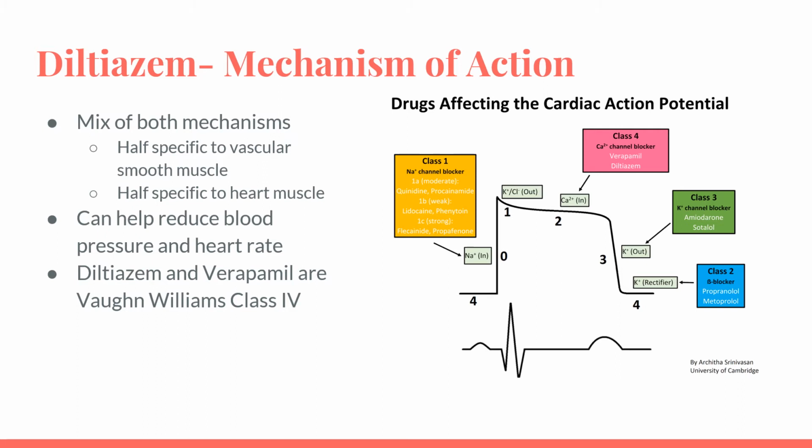Diltiazem's mechanism of action is a mix of DHP calcium channel blockers and verapamil. It is half specific to vascular smooth muscle and half specific to heart muscle. Thus, it can help reduce blood pressure and heart rate. Diltiazem and verapamil are Vaughan Williams class 4 agents.